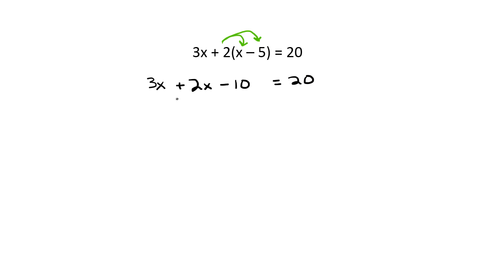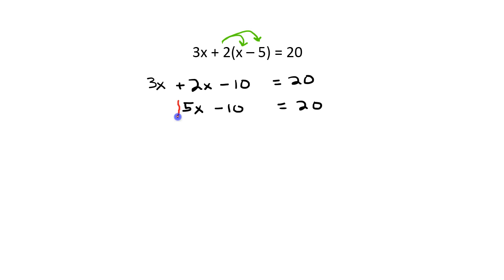Now, as I said before, anytime that you can, try and combine like terms. So the 3x and the 2x combine to give me 5x. So my equation now looks like this. I've got the grouping symbols cleared.